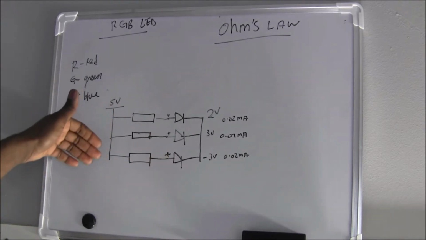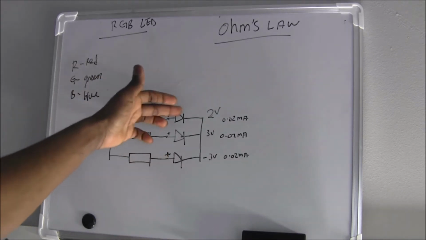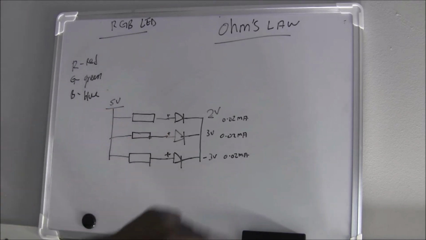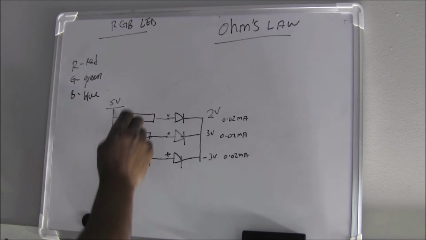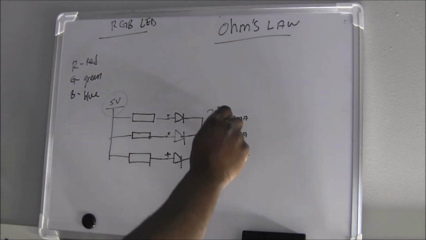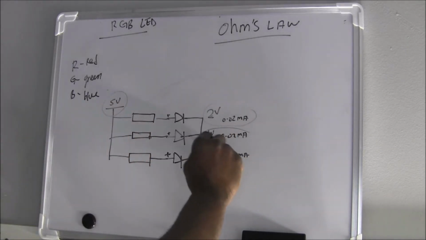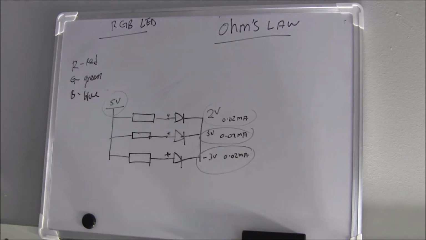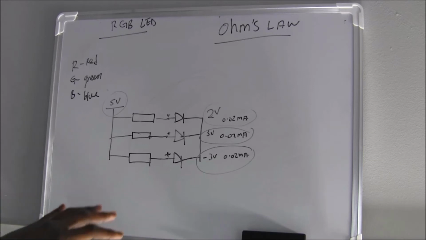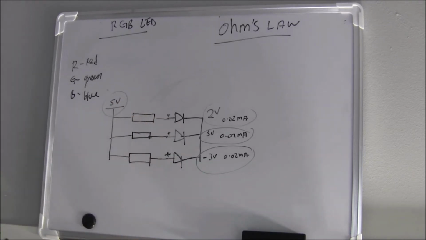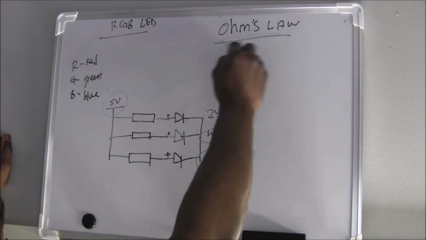So there's a 5 volt supply here, we have the resistance here, we have the LEDs here, and this is the minus side. As we see here, we have values, and these values are going to help us calculate the resistance to power these LEDs on. So how do we go about this? You're going to use Ohm's law here.